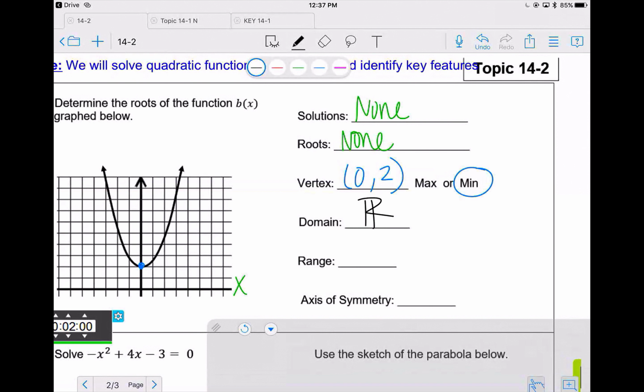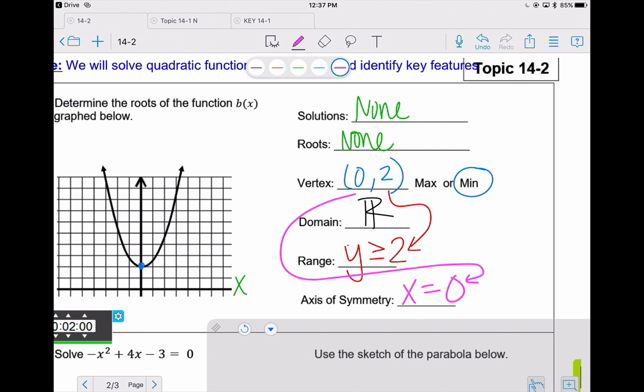Domain is always all reals. Range uses the y from your vertex. Because I have a minimum, all of my y's are greater than or equal to 2. They're going above. And my axis of symmetry, x equals the x from your vertex.